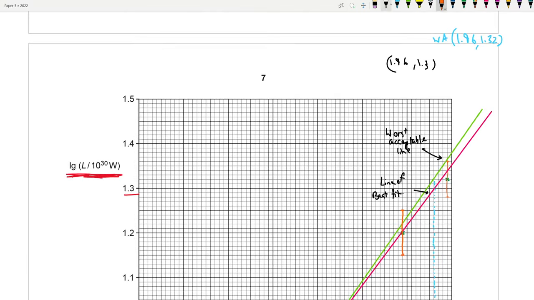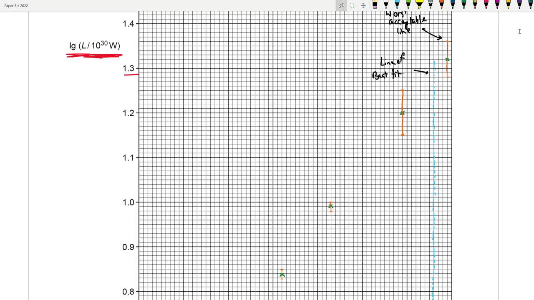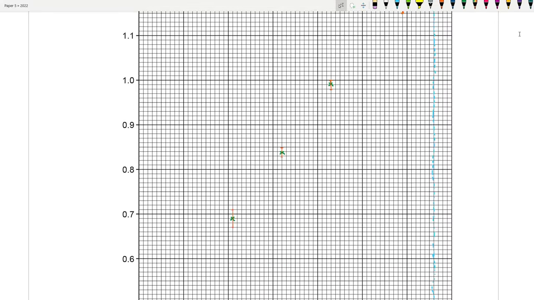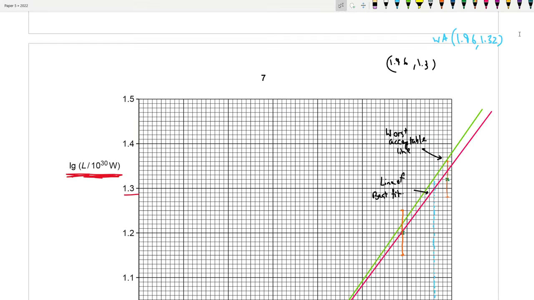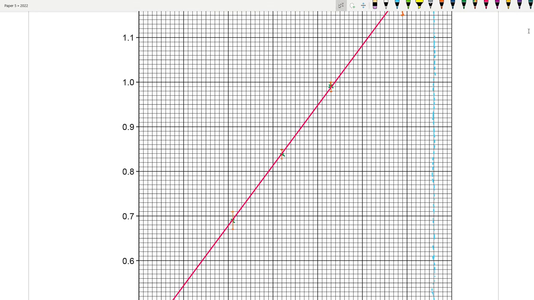So after you're done with those, you'll end up with this basically. Now you have to draw the line of best fit. First, draw the line of best fit. I'll tell you why. So this is my line of best fit. Try to make it go through all the points, and if not, make it go through 4 points and pass above one and below the other.